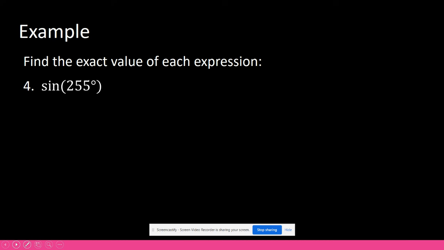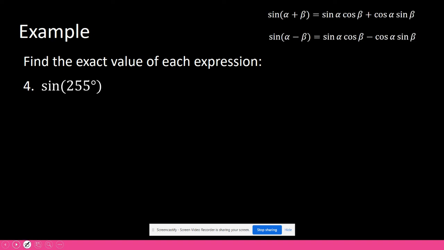So let's look at one more. And I'm not going to do two different methods. I'm just going to focus on one way. So if I'm talking about the sine of 255, 255 is not a nice number on our unit circle that allows us to find a special right triangle right away. We have to think about creating two angles that either add up to 255 or subtract to get us 255.